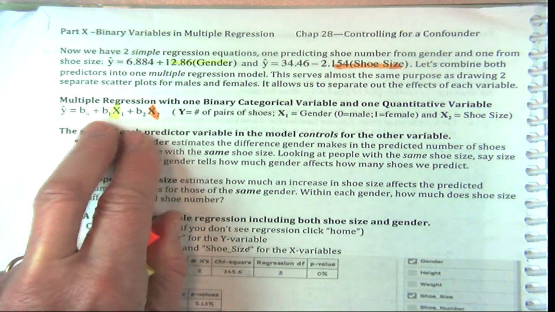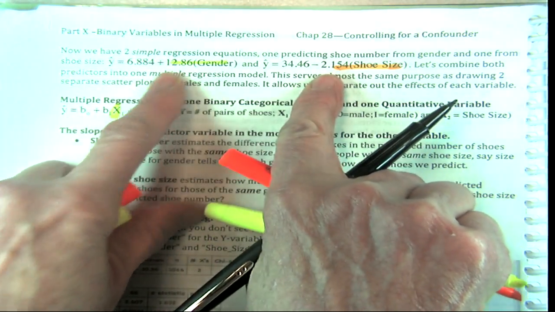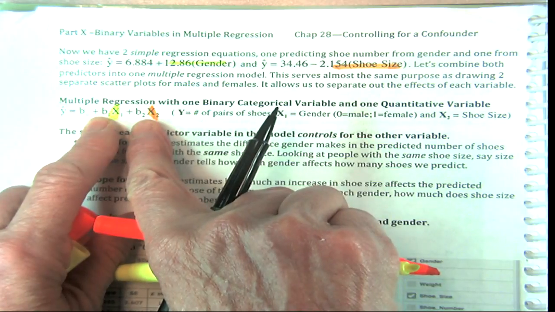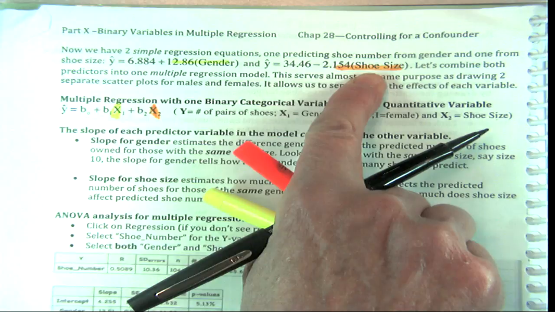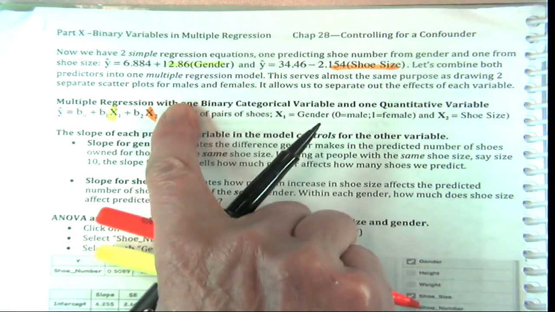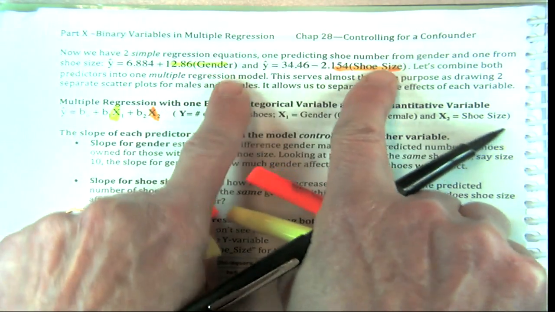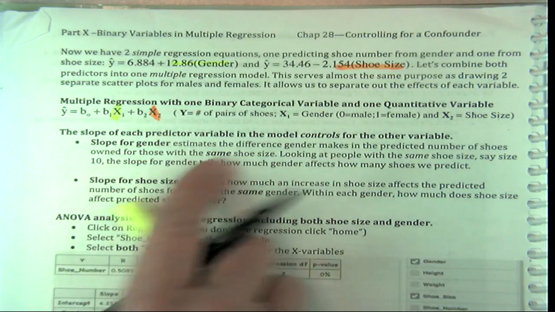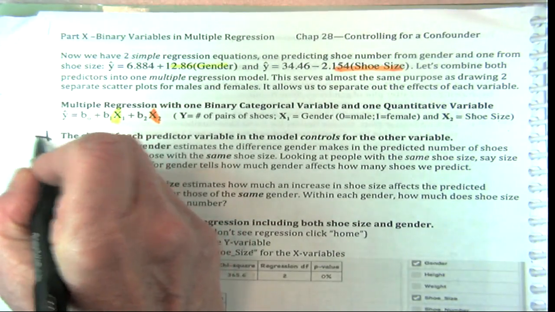And what you're going to see is these betas, these slopes, you would think, oh, you're going to get the same slopes here. You're not. You're not going to get the same slopes. What you're going to see is this shoe size is almost going to disappear because of the confounding. And because these two are very correlated. Okay, so the slope of each predictor variable, and this is super important.